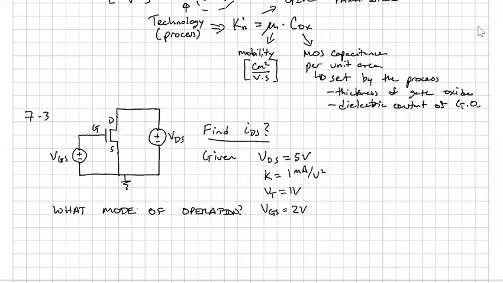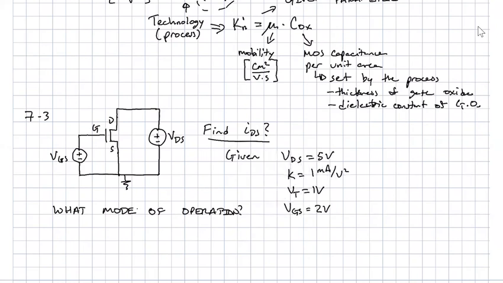So what's our first check that we want to do? Well, for one, we better make sure the device is on. So we can check to make sure that it's not in cutoff mode. We do that easily. Our check is VGS greater than or equal to VT. And VGS is 2 volts, VT is 1 volt, so absolutely check. So it's not in cutoff.